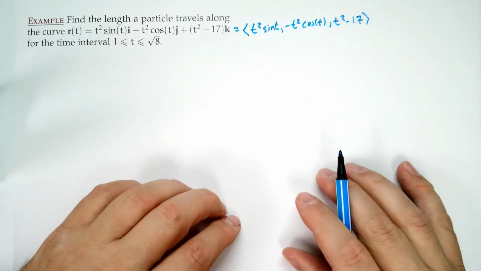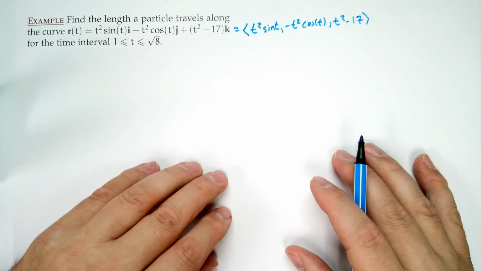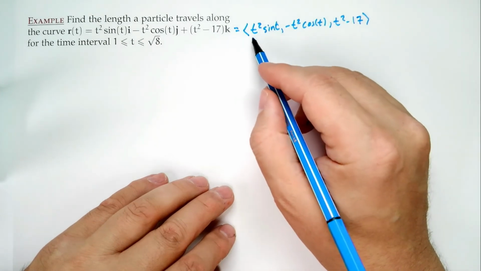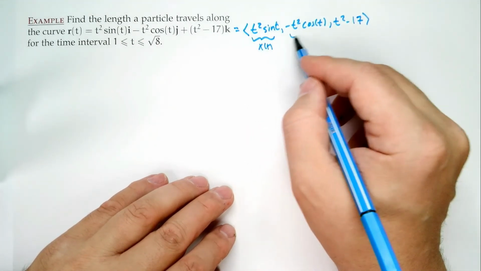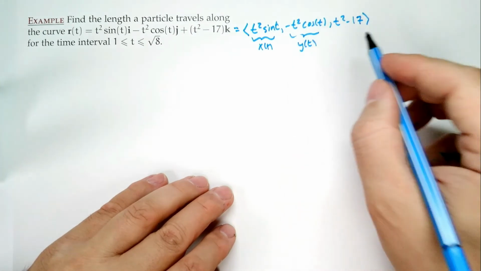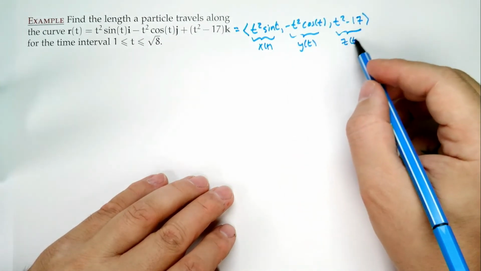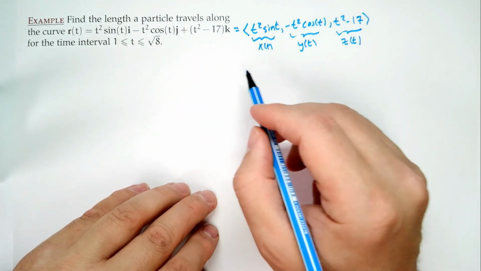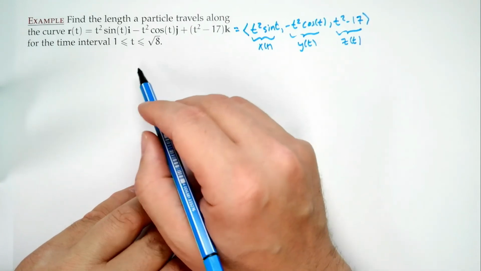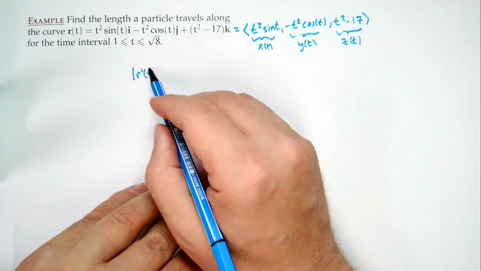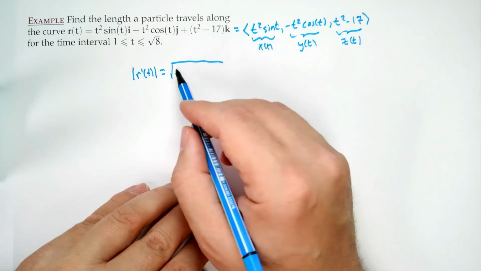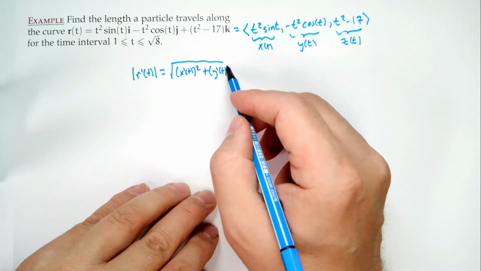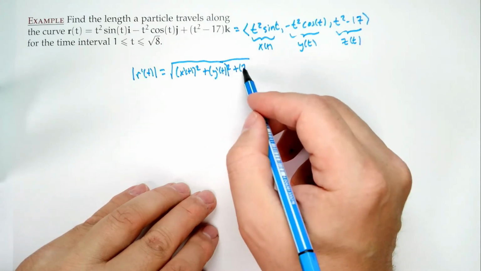You should be comfortable with either notation, and you should also be comfortable with switching back and forth with the notations. So we have here as our x of t, our y of t, our z of t. So, what do we need? Well, let's take our magnitude of r prime of t. That's the square root of x prime of t squared plus y prime of t squared plus z prime of t squared.